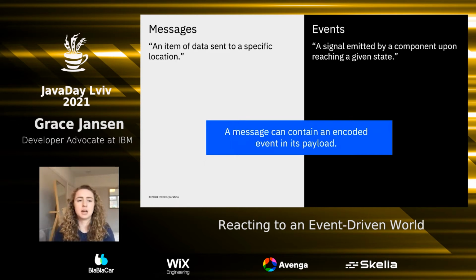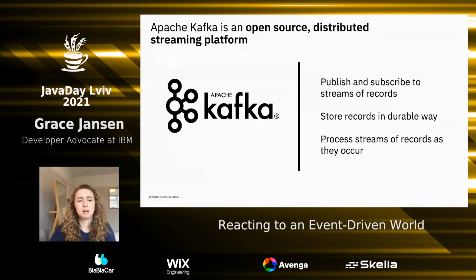But when it comes to Kafka, none of that really matters. If you take a look at the Kafka website, it actually never mentions messages or events. Instead, it references records. It says Kafka enables you to publish and subscribe to streams of records, store records in a durable way, and process streams of records as they occur. So Kafka has deliberately moved away from these charged terms of events and messages because it can be used for both. It can be used for message-driven systems and event-driven systems.